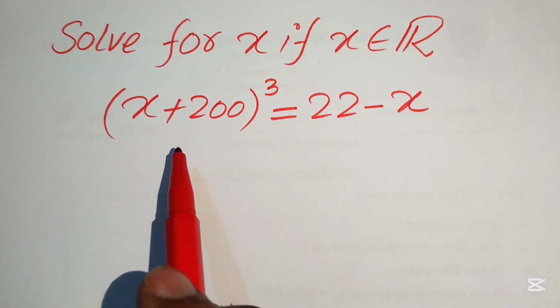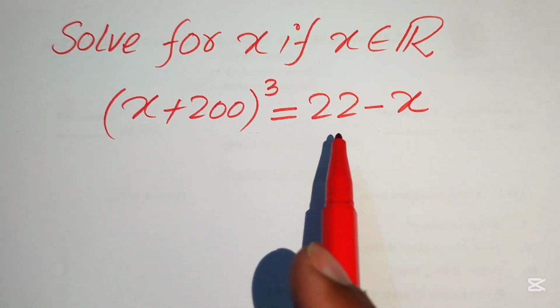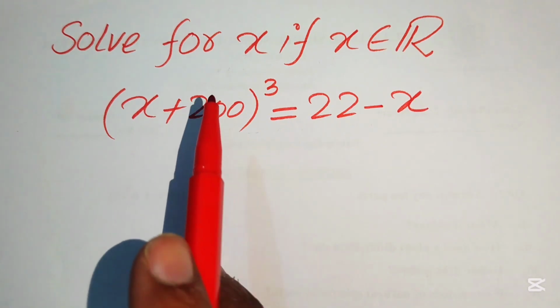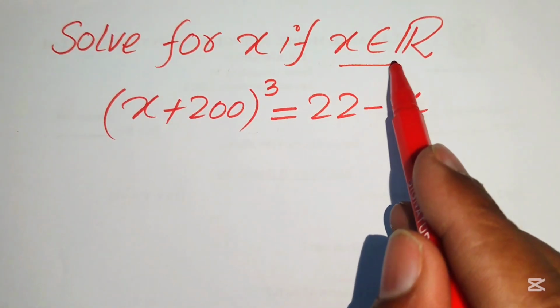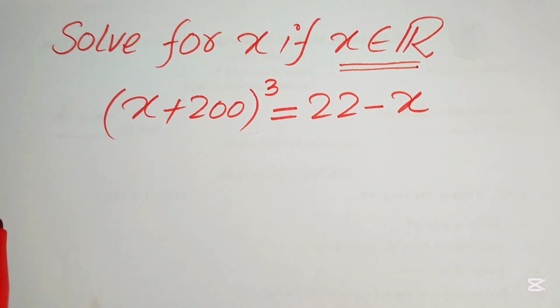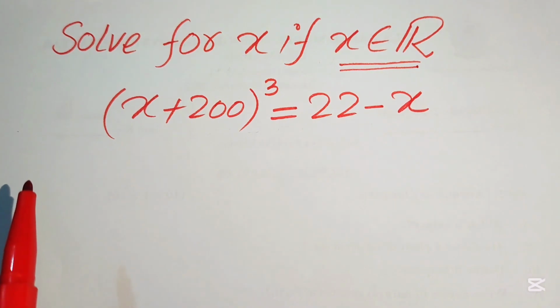So here we have (x + 200)^3 = 22 - x, and we solve this problem for the values of x. But remember one thing: our x must belong to the real numbers. It means that we need to solve this problem for the real values only.